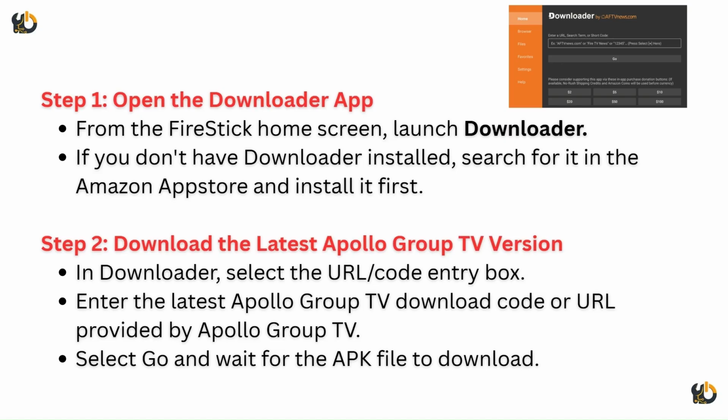Step 2. Download the latest Apollo Group TV version. In Downloader, select the URL or code entry box. Enter the latest Apollo Group TV download code or URL provided by Apollo Group TV. Select Go and wait for the APK file to download.